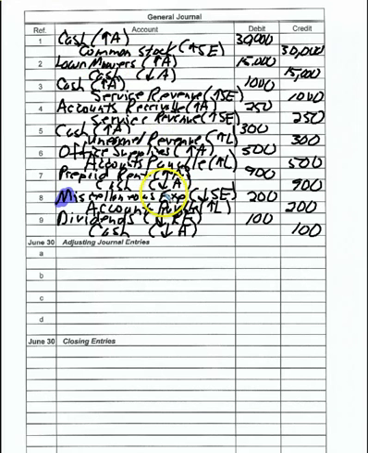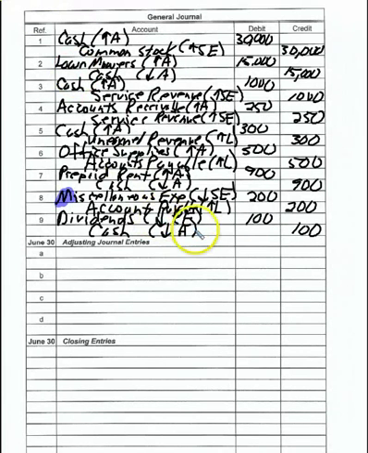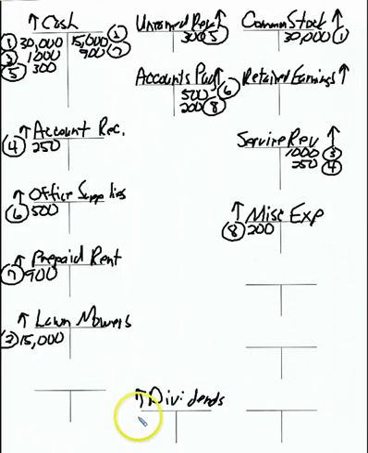Number 8, debit miscellaneous expense, credit accounts payable, $200. So we debit miscellaneous expense for $200, and we credit accounts payable, $200. So debit, credit. And then the last one, we debit dividends and credit cash, $100. So we debit dividends, $100, and credit cash, $100. Okay, so we've posted all 9 transactions, and then the next step would be to arrive at balances.